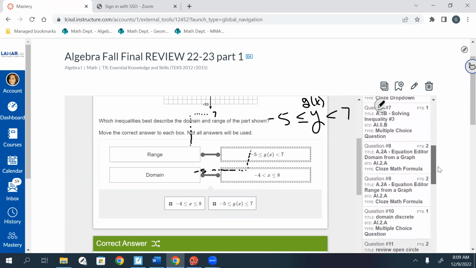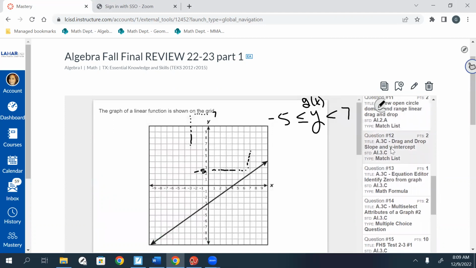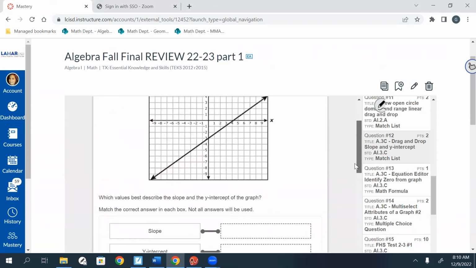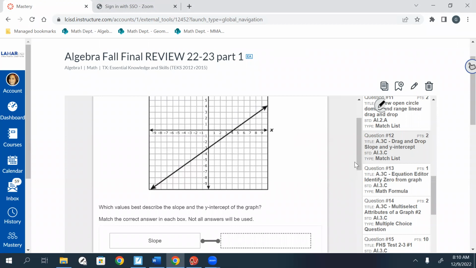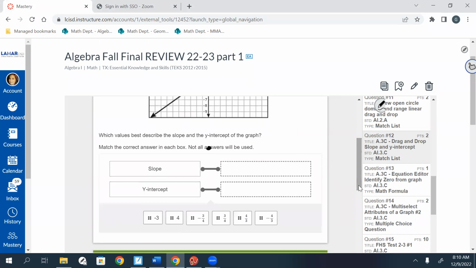All right, so our next one there. Okay, finding the slope and the y-intercept. So y-intercept is going to be the easiest one. So you just look where your graph crosses the line at the y-axis. And where does it do that? At -3. So our y-intercept is going to be -3.